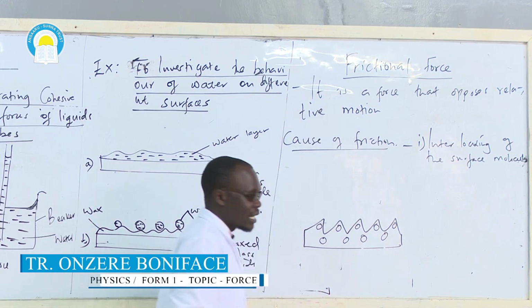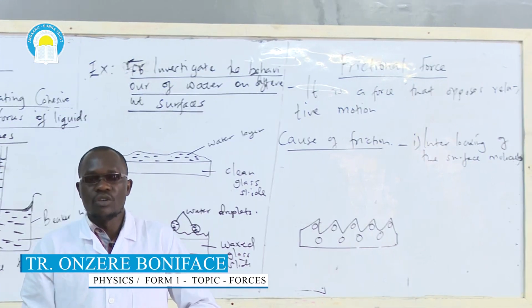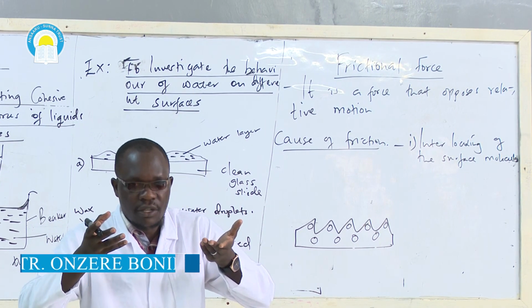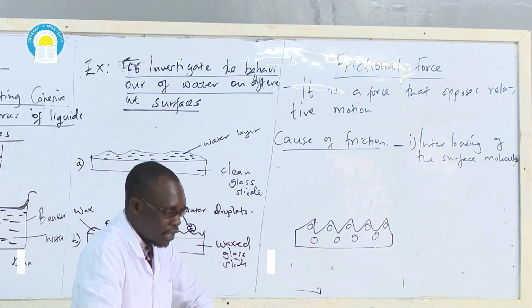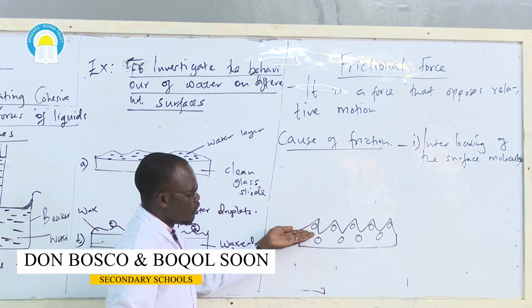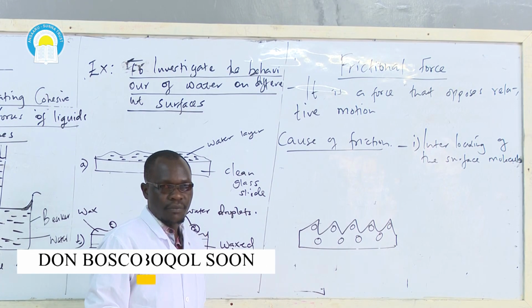So on the surface, we have that kind of surface, where some molecules seem to be more protruding to the surface. Others seem to be pushed down. So that makes the surface look very rough.